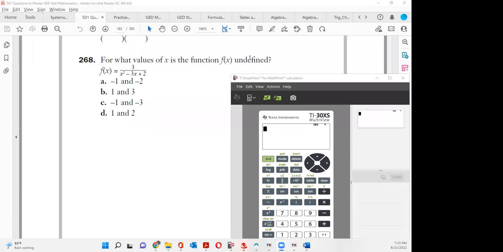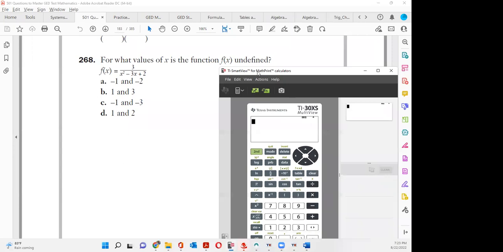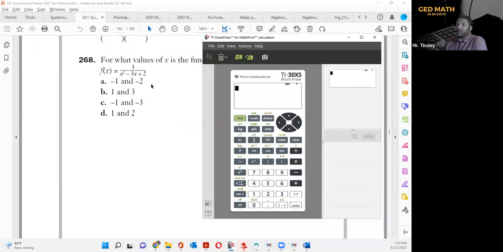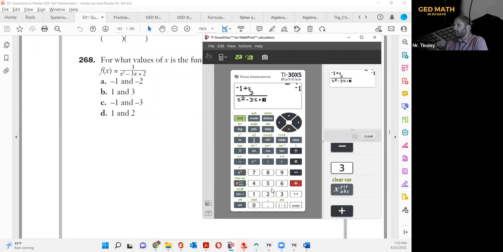Now, watch this. I'm going to show you something. Most people look at this problem and because the denominator says x squared minus 3x plus 2, they don't even know where to start. They gave you the answers. Minus 1, store x. Write the function in: 3 over x squared minus 3x plus 2.